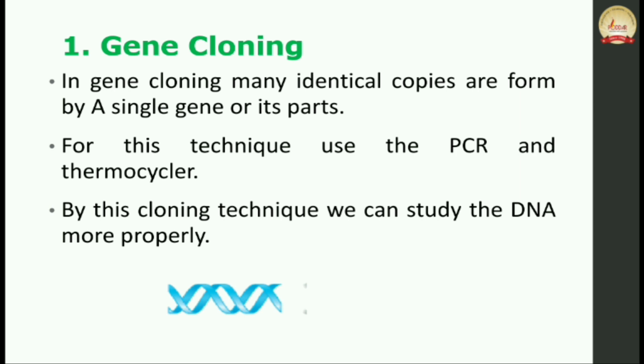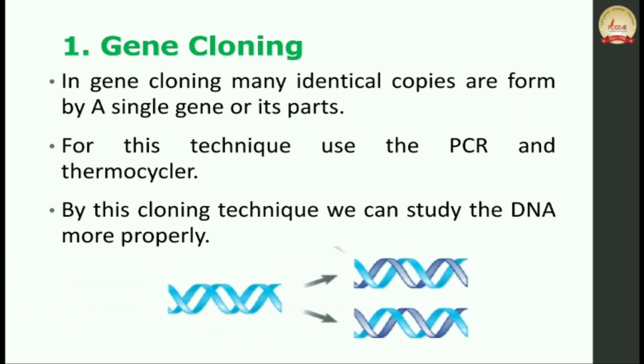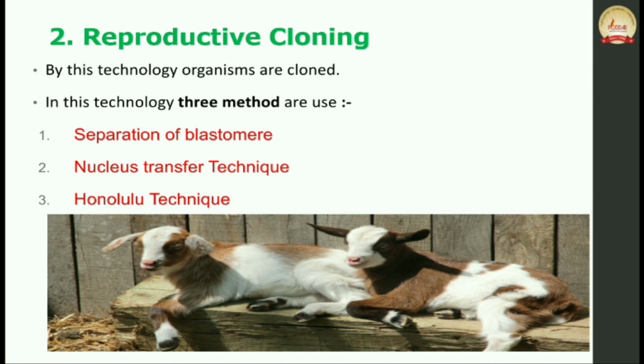The first one is gene cloning. In gene cloning, many identical copies are formed from a single gene or its part. For this technique, PCR and the thermocycler are used. By this cloning technique, we can study the DNA more properly. Second one, reproductive cloning. By this technology, organisms are cloned. In this technology, three methods are used.